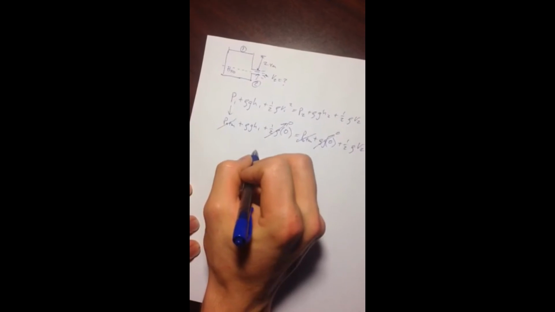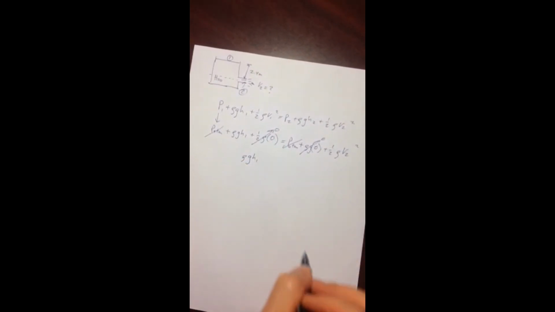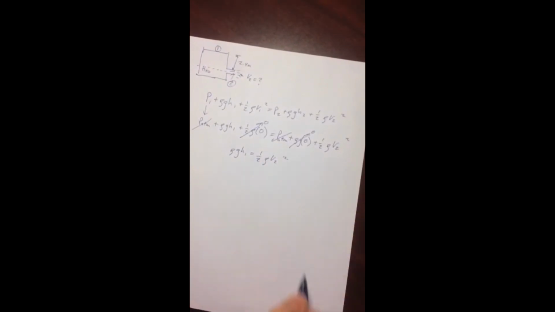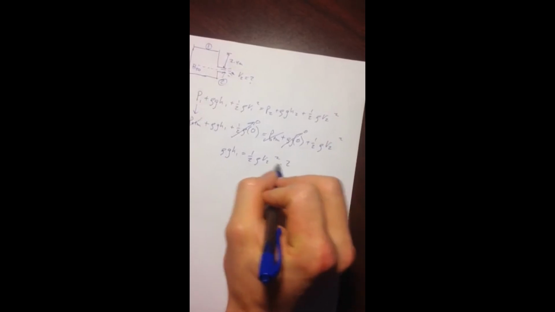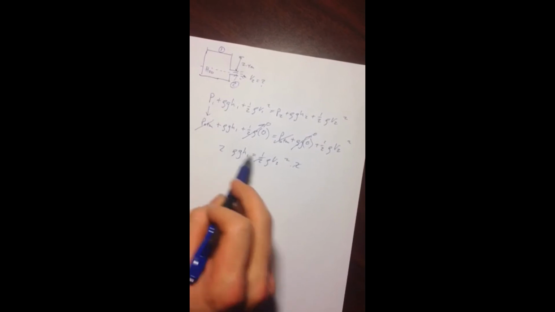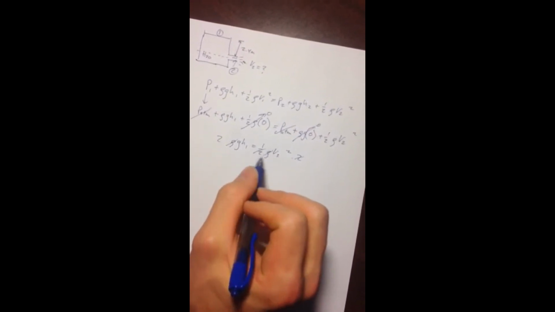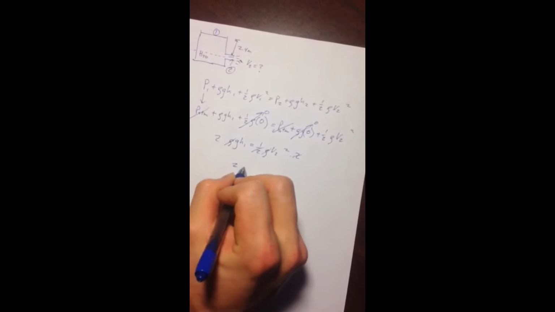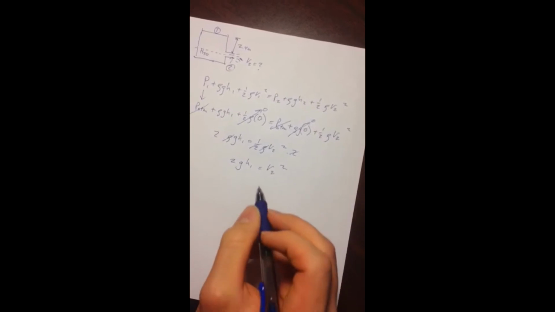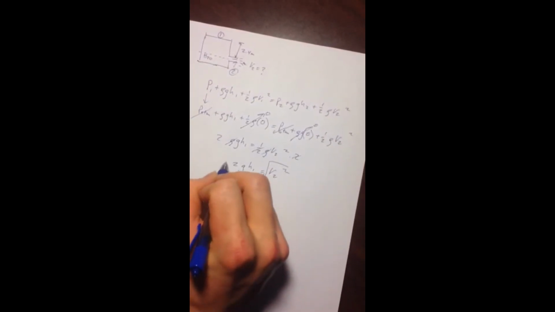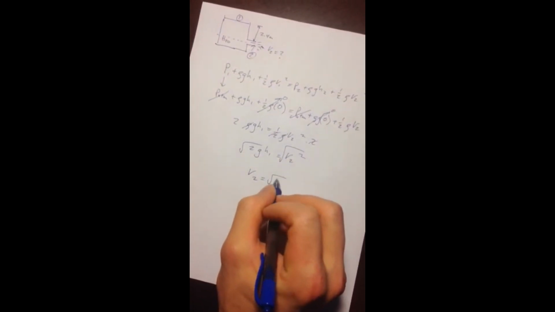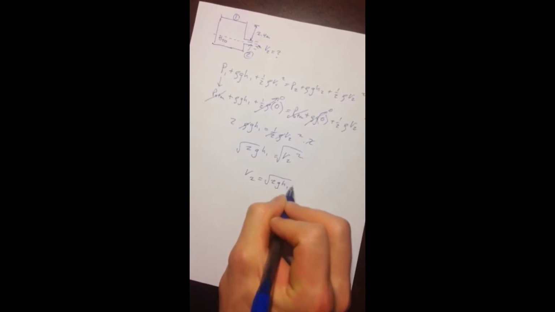So we'll be left with rho g h1 is equal to 1/2 rho v2 squared. We will multiply both sides by 2, and the rho terms will cancel out. So we will be left with 2 g h1 is equal to v2 squared. So we will take the square root of each side to get rid of the square terms. v2 will be equal to the square root of 2 g h1.